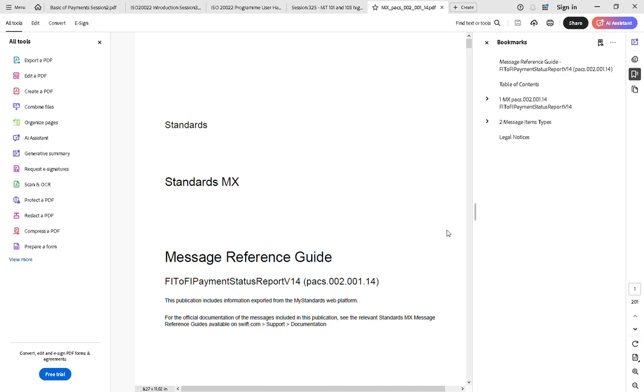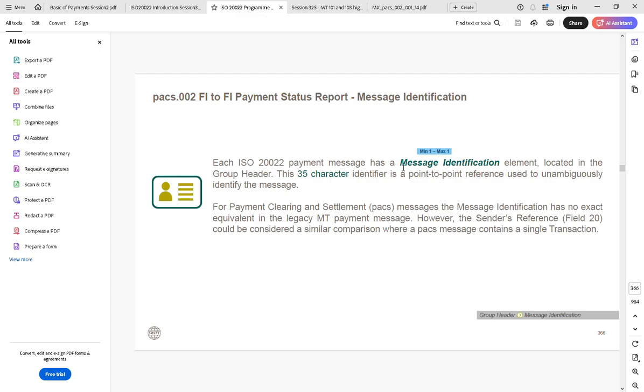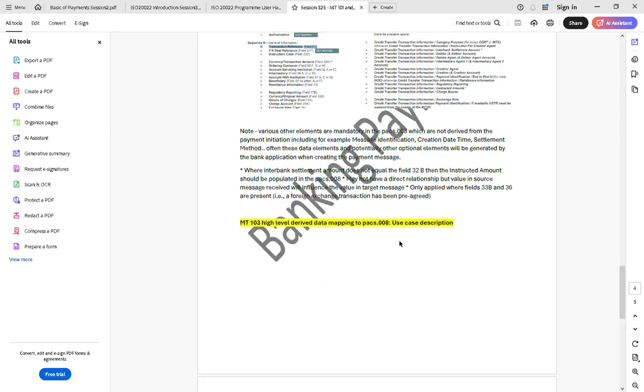Now, we have already studied. Where is our PDF? Here. Message identification, okay, message ID. So where is our message ID? Message ID is here. How is it mapped here? One-to-one means it's compulsory, mandatory. Under the group header, message ID.